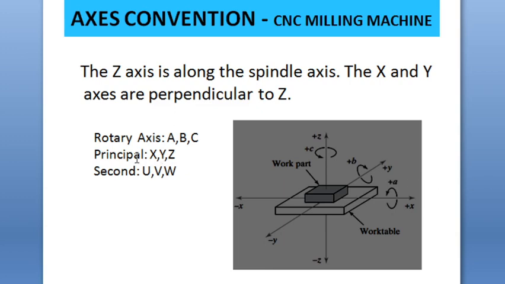Rotary axes along the principal axes X, Y and Z are A, B and C. Using the thumb rule we can determine the direction, clockwise or anti-clockwise, of the rotary axis. Along the X direction, rotary axis A; along the Y direction, rotary axis B; then the third one, rotary axis C, along the Z direction.